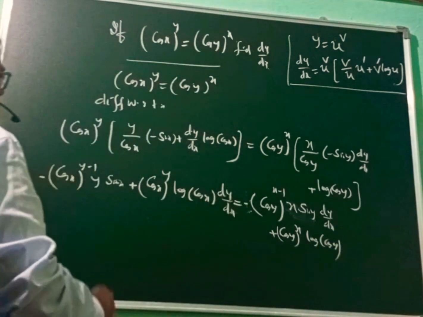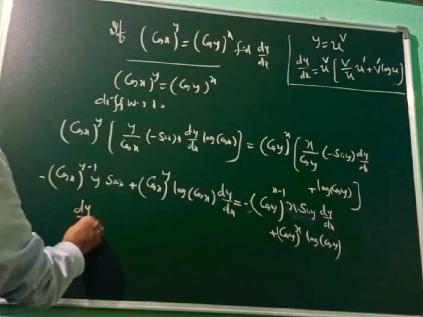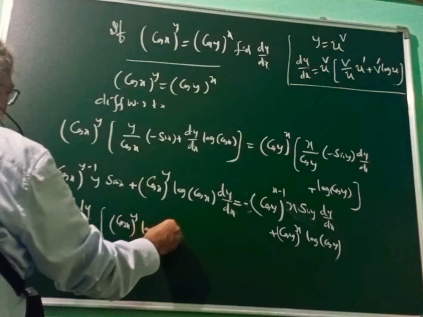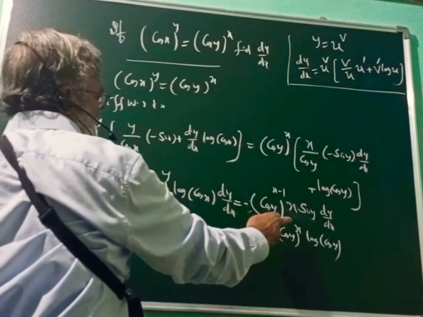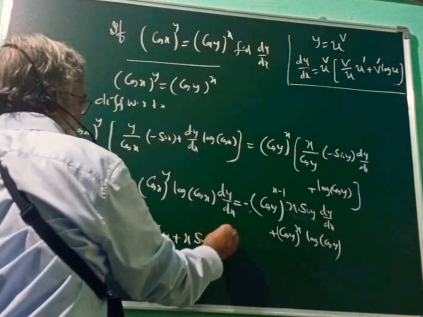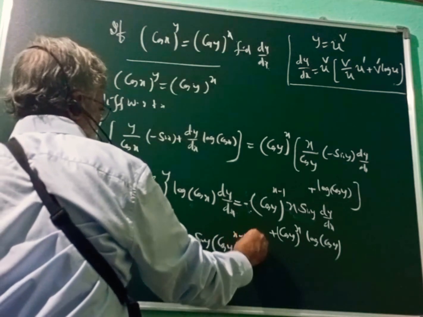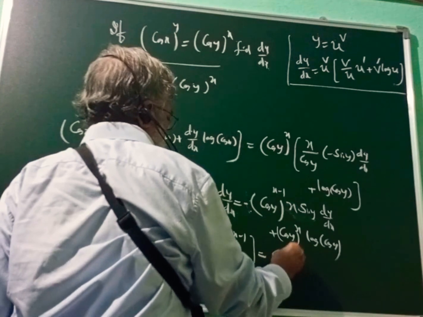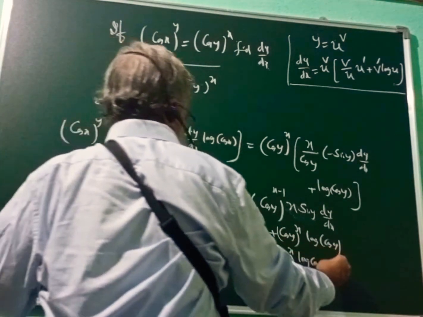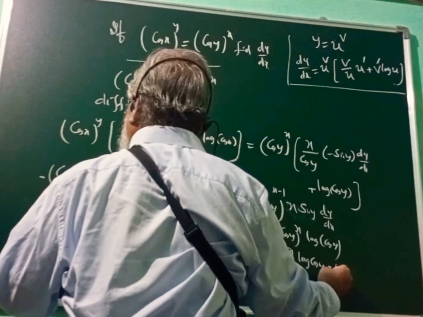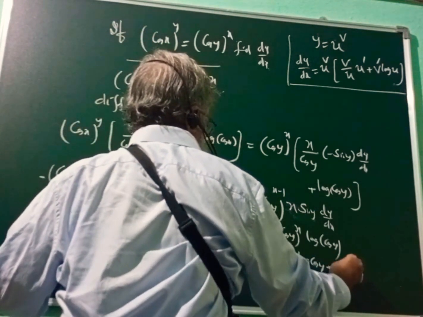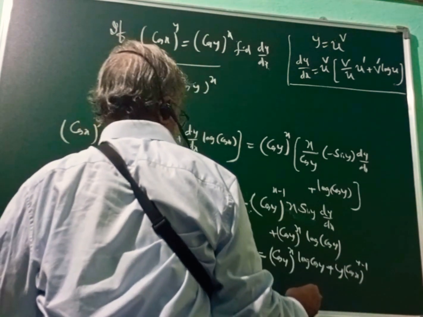Now here we collect the terms containing dy by dx. dy by dx into cos x raised to y into log of cos x, and from this side dy by dx, but the minus sign is there, taking it to the plus sign, plus x sin y into cos y raised to x minus 1, is equal to cos y raised to x into log of cos y, and the term not containing dy by dx we take to that side, minus y into minus, this will become plus, y into cos x raised to y minus 1 into sin x.